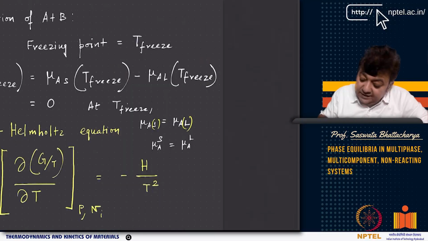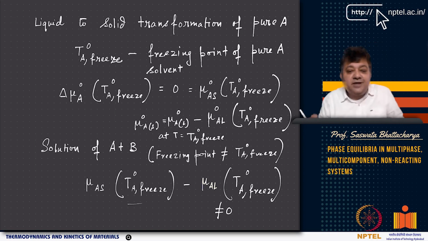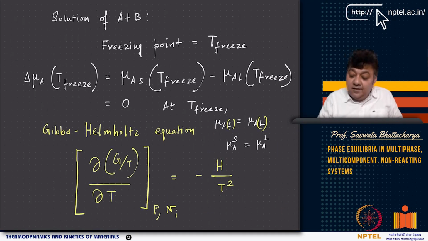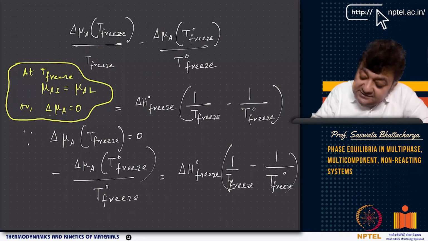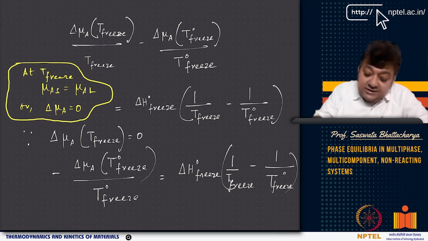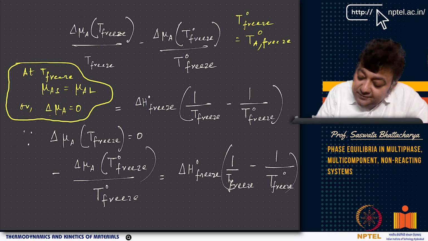Now delta mu A at T0 freeze is not equal to 0, right? We have already said that, and we can also realize that. At the freezing point of pure A, which is no longer the freezing point of the solution, I am just writing it simply as T0 freeze. Please note that T0 freeze is nothing but TA0 freeze. It is a pure solvent, so T0 freeze is the freezing point of the pure solvent.